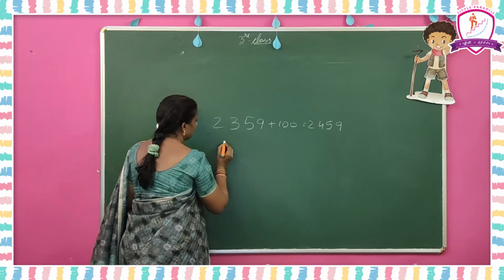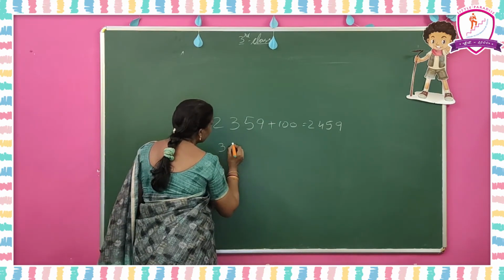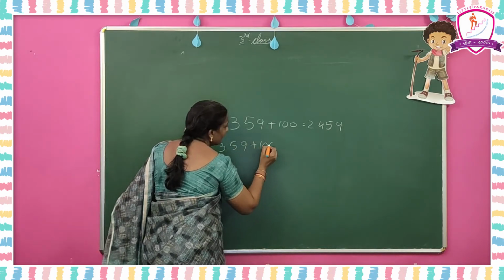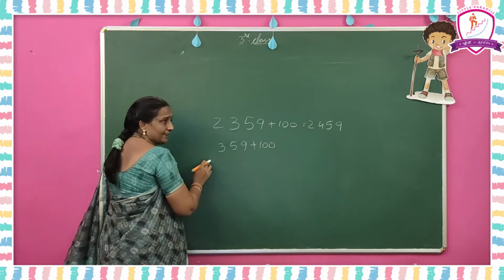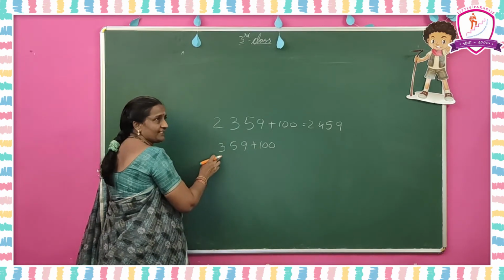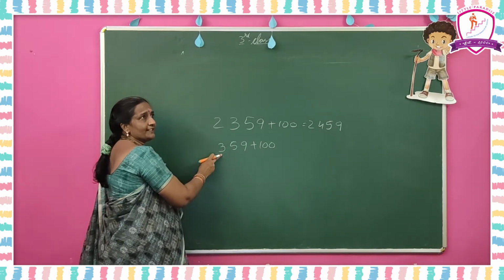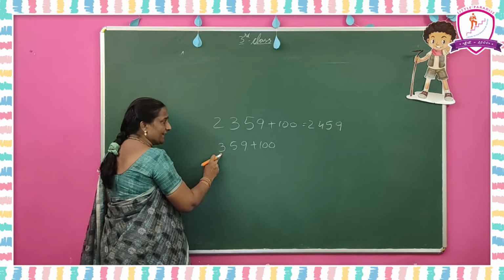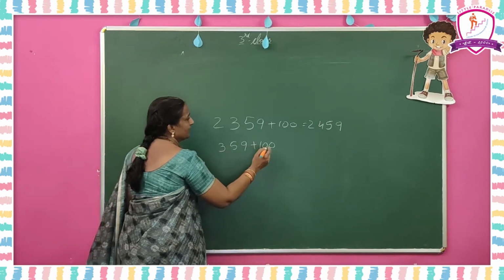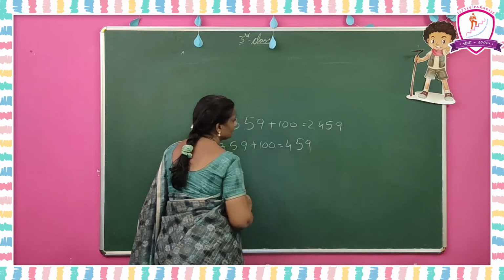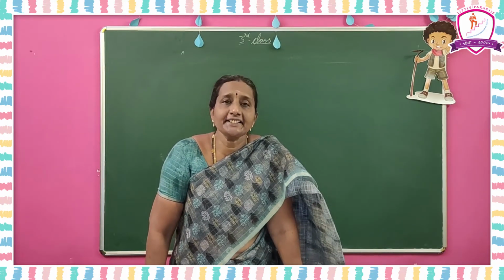Take another example. 359 plus 100. If we add 100 to any number, the digit in the hundreds place is increased by 1. What is the digit in hundreds place here? 3. It is increased by 1, so it becomes 4. Then what is the answer? 459.